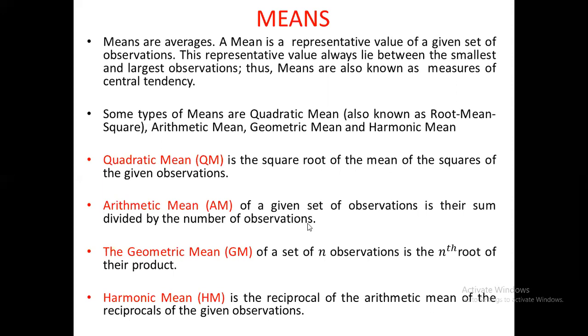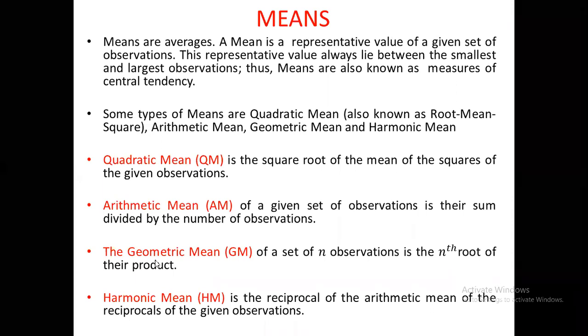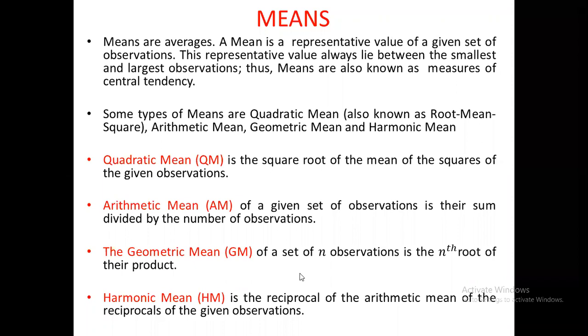You're quite familiar with what arithmetic mean is. Everyone here obviously should be very familiar with it. Now, the geometric mean of a given set of n observations is the nth root of their product. That is, you multiply the observations and you take the nth root of it. That is, if there are five of them, the fifth root of it.